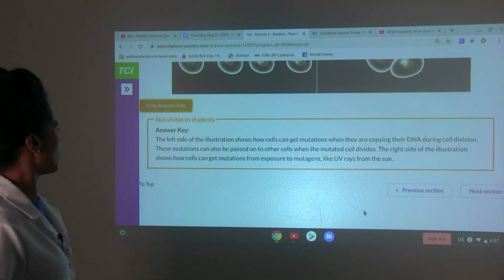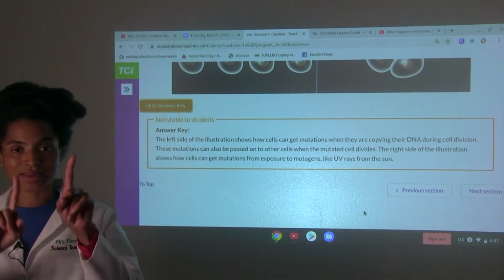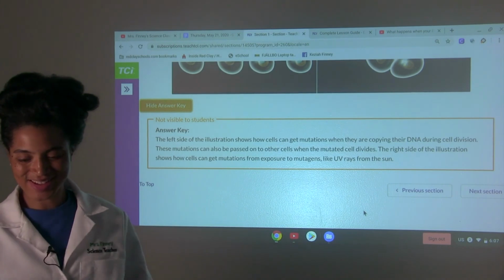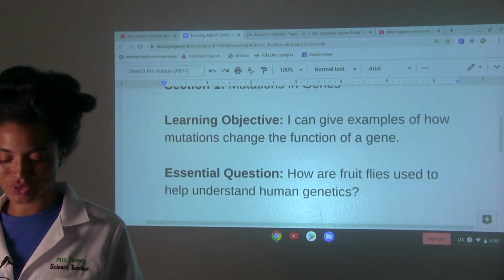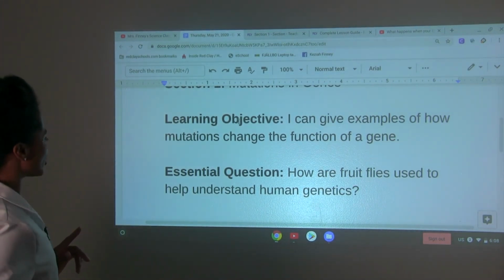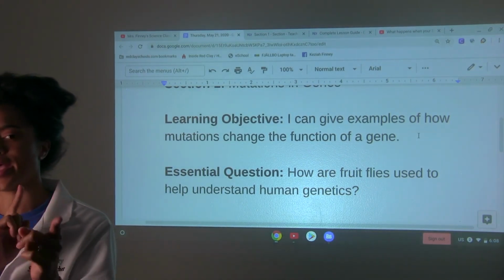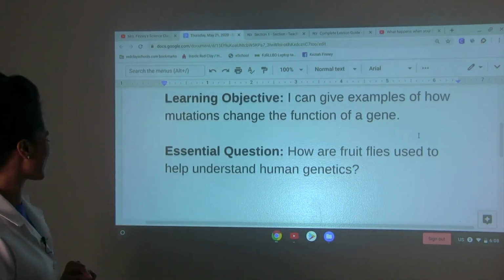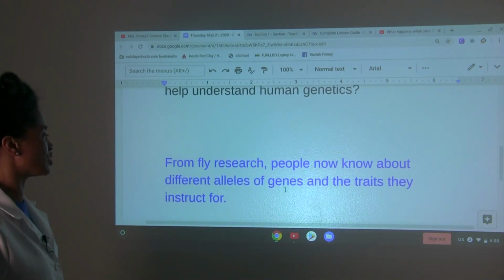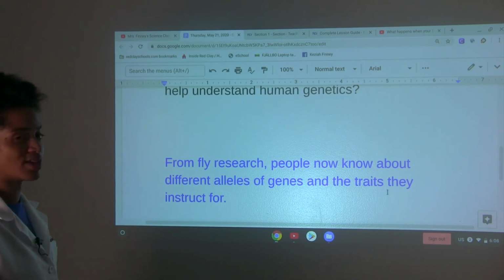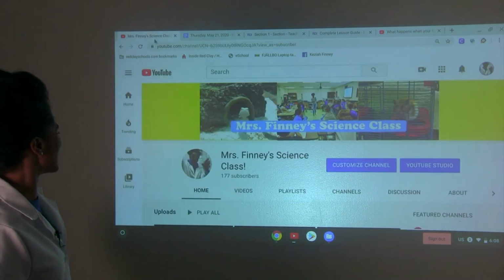And that wraps up section one of lesson 11. We want to close out here. Make sure we tackle our essential question. How are fruit flies used to help understand human genetics? From fly research, people now know about different alleles of genes and the traits they instruct for. All right, we are closing out with this section.